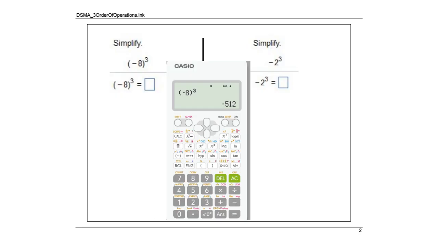Okay, so this is actually two separate problems. Let's look at the one on the left first. We have -8 raised to the third power. Now notice the parentheses. That means that the negative is also raised to the third power. An exponent tells me how many times I need to write the number. So if I had 5 squared, that would be 5 times 5. Notice the two 5s. This one's a 3, so it would be -8 times -8 times -8. A negative times a negative gives us a positive, but then there's one more negative. And 8 times 8 times 8 is 512.